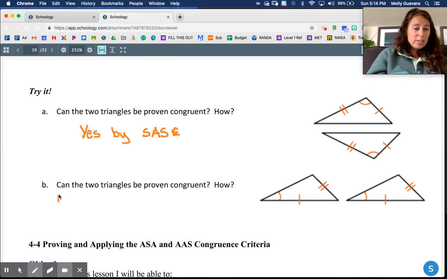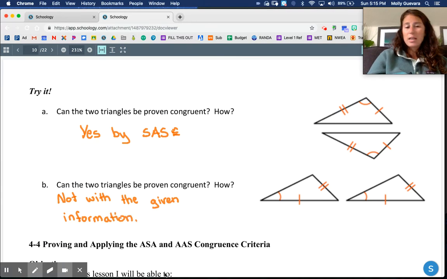So we can just say not with the given information. If I had more information, maybe I could show that they were congruent, but with just angle side, that's not enough information for me to show that they're congruent.